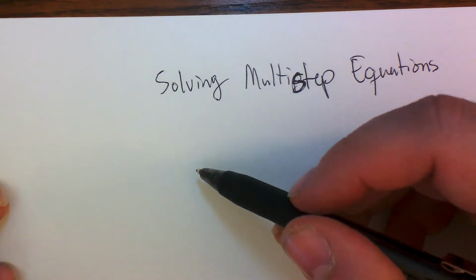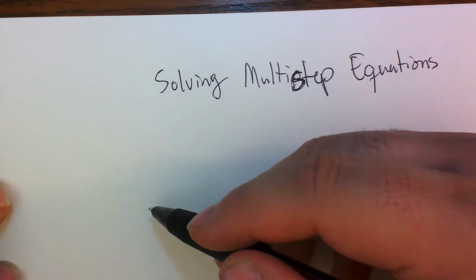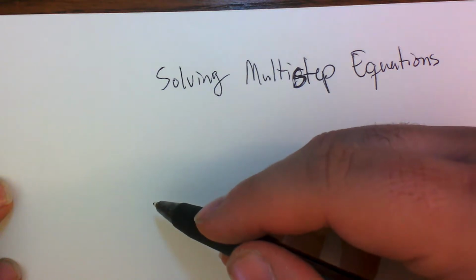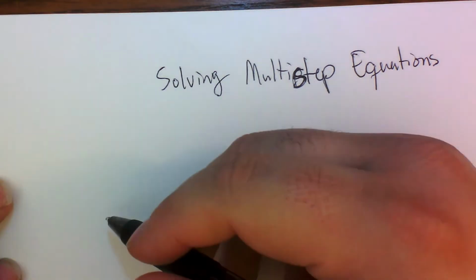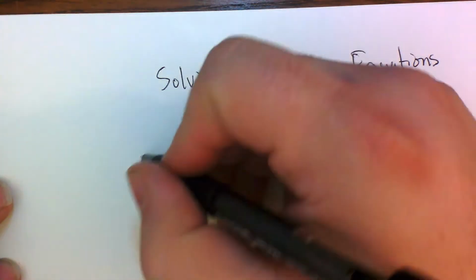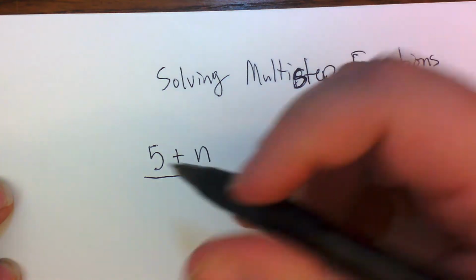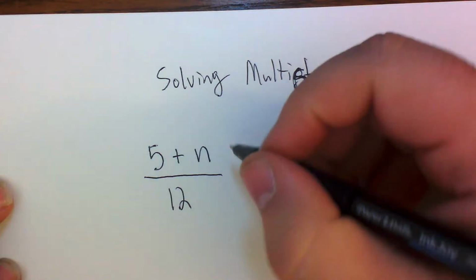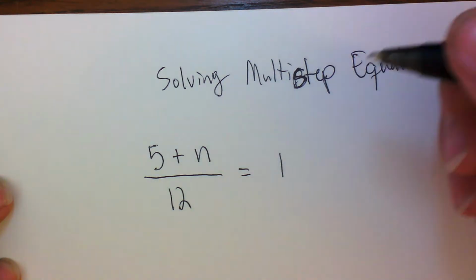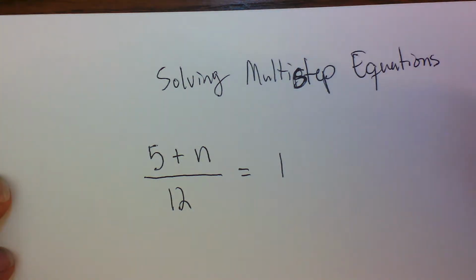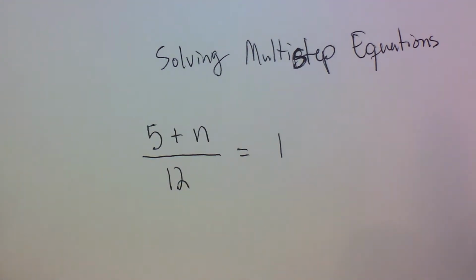solving these. Let's start off with this equation here. Let's do a little bit of the easy one. Let's do 5 plus n divided by 12 is equal to 1. And so what we're going to do here is solve this multi-step equation. We're going to use some inverse operations as well as algebra's golden rule. What you do to one side of the equation, you do to the other.